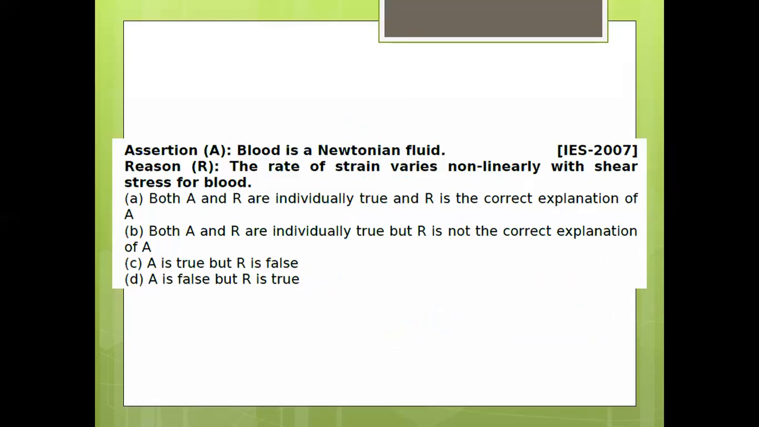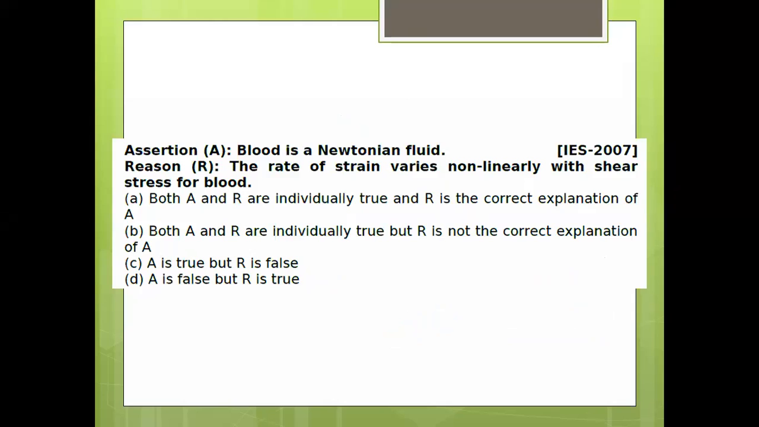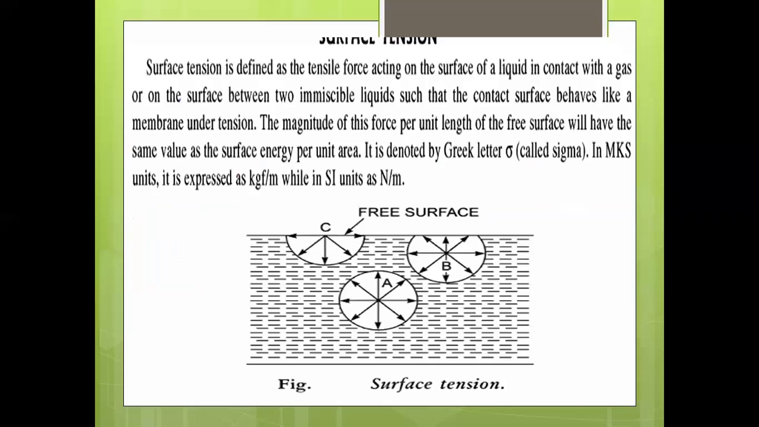Correct. Option D is the correct one. A is false, but R is true. Everyone understood this question? Is there any doubt in this? I think no one is having any doubt. So let us move ahead.